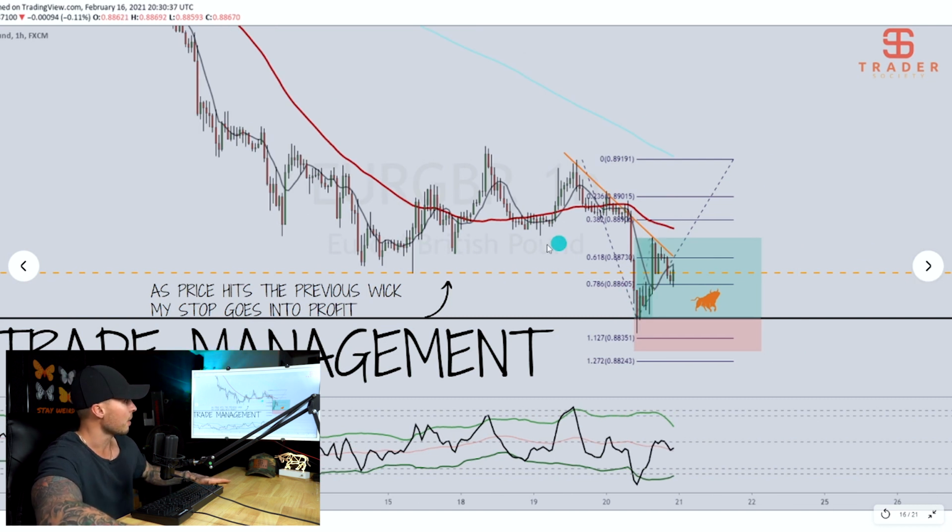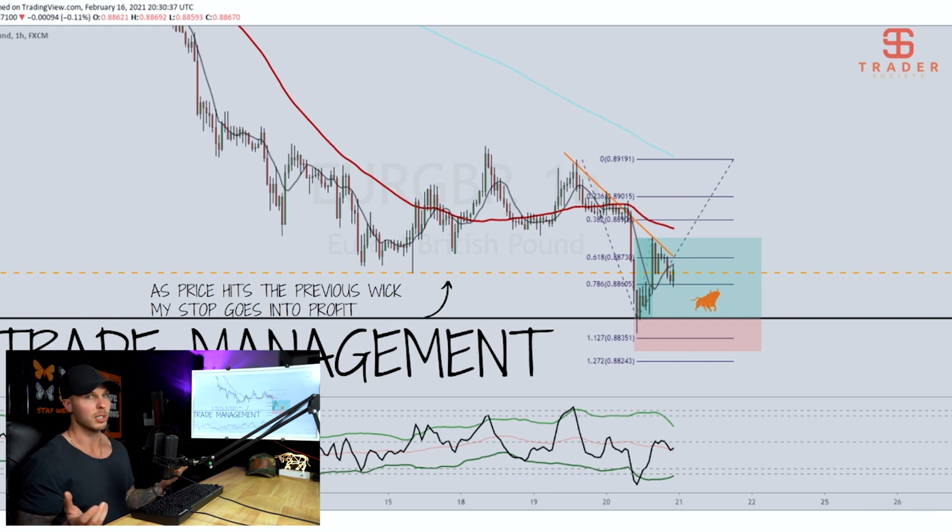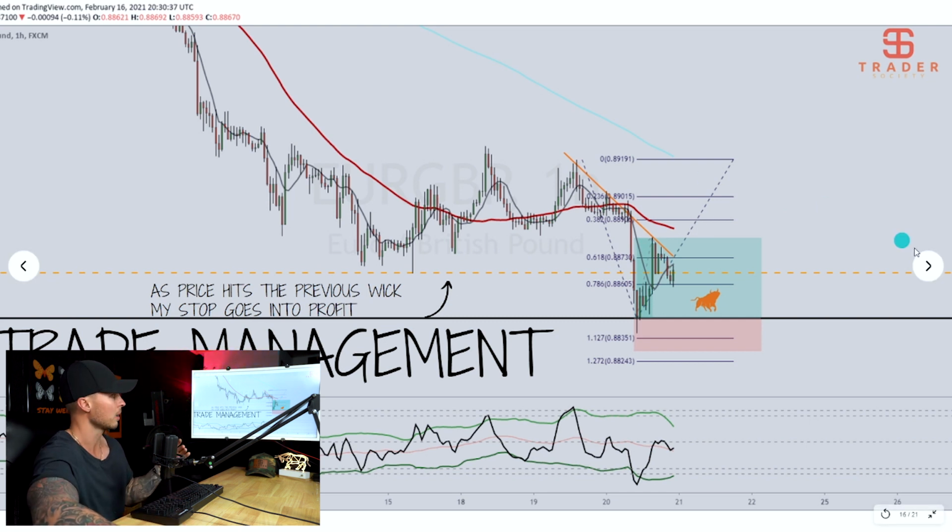So as you can see, my take profit was the nearest previous structure right here. The market came exactly to that point before it started to reverse, so I would have already had my take profit hit. And if I didn't, my stop loss is in profit, and if it comes back down, it's a risk-free trade. I'm not going to lose money, okay?